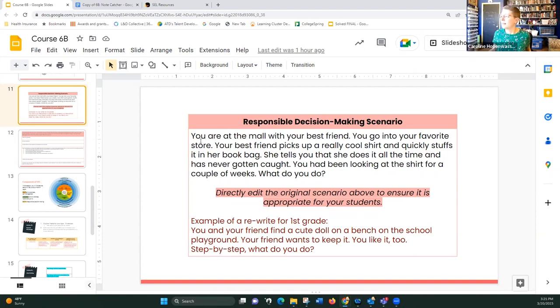So this is a decision-making scenario, and there are many more on the Padlet, and you can quickly modify them for your grade level. This one is for middle or high school. You're at the mall with your best friend and they are about to steal a shirt and they say, oh, it's fine, I've never gotten caught.